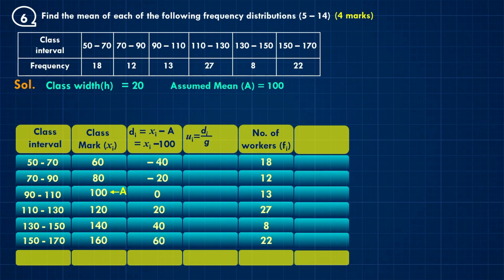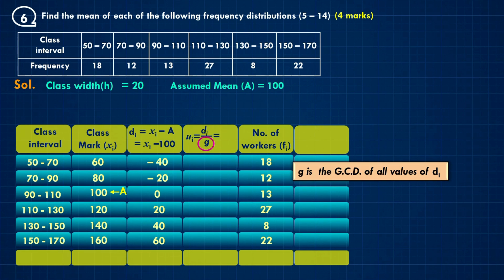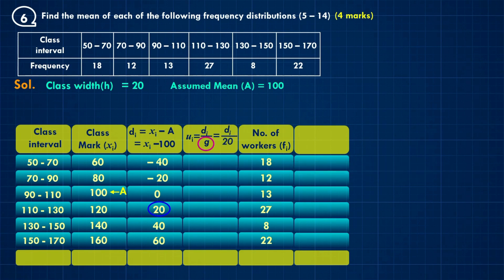Now ui, similarly, we can find in another way: ui equals di by g. So in this case, what is g? G is the GCD, that is, the greatest common divisor of all the values of di. If you take a look, all the positive values over here are in di. So 20 is the common divisor. Okay, so let's take 20 as the g value. Now minus 40 divided by 20, so ui will be minus 2. So this is another way you can find the ui value.